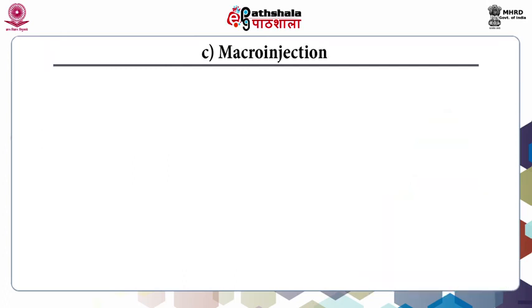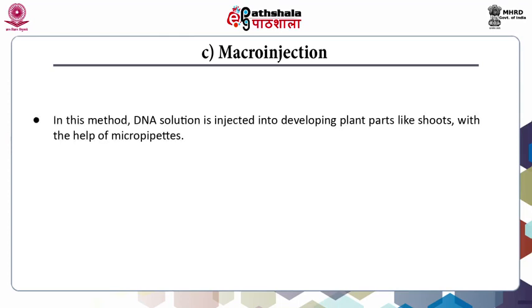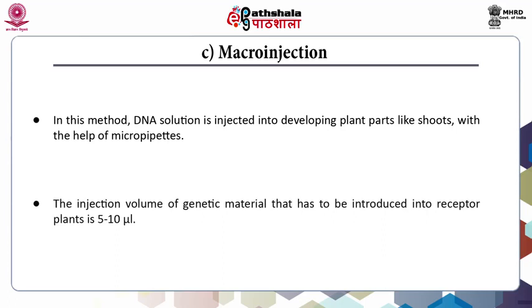The third method of physical transfer is macro injection. It is a very simple method. In this method, DNA solution is injected into developing plant parts, and those plant parts can be shoots. And how is the DNA solution injected? It is done with the help of micropipettes. The injection volume of genetic material lies between 5 to 10 microliter.